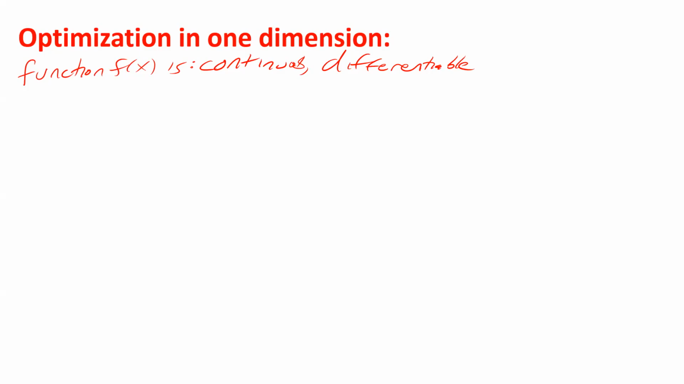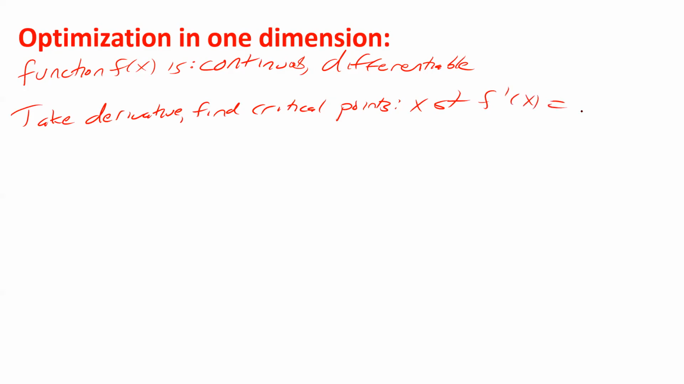How do you tell where such a function has a maximum or minimum? Differentiate it. All right, so take the derivative and find critical points. These are x such that f prime of x equals 0. Looks good. We also have to look at endpoints.